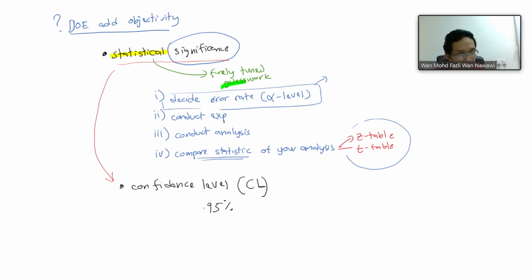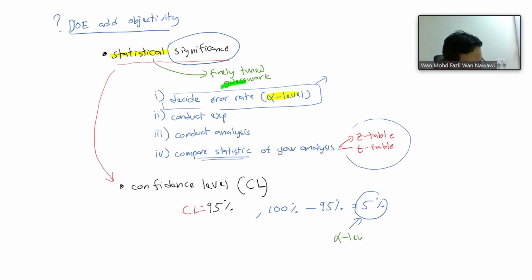Normally, if your confidence level is 95%, then your error rate, the alpha level, will be 100% minus 95%, which gives 5%. So this 5% we call the alpha level.